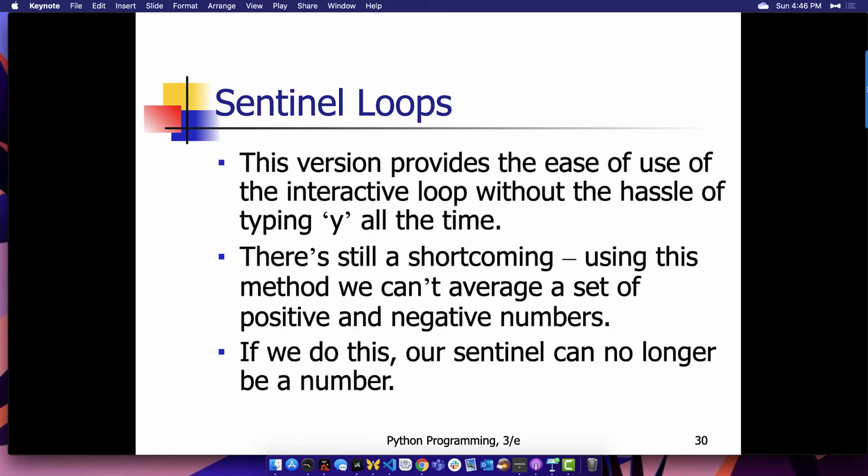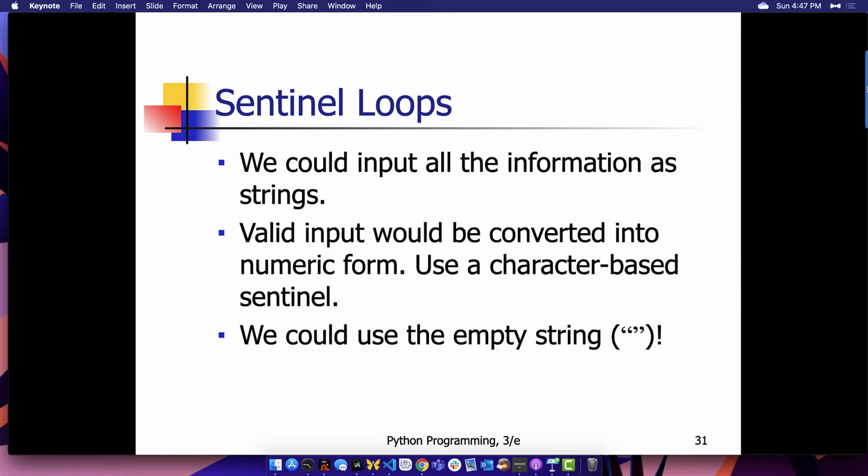So this version provides the ease of use of the interactive loop without the hassle of typing y all the time. Remember that? Yes or no? There's still a shortcoming. Using this method, we can't average a set of positive and negative numbers. Let's say you needed a bunch of code to add positive and negative numbers and take an average, because you may need to do that. So our Sentinel trick, entering a negative number to stop the loop, isn't going to work here.